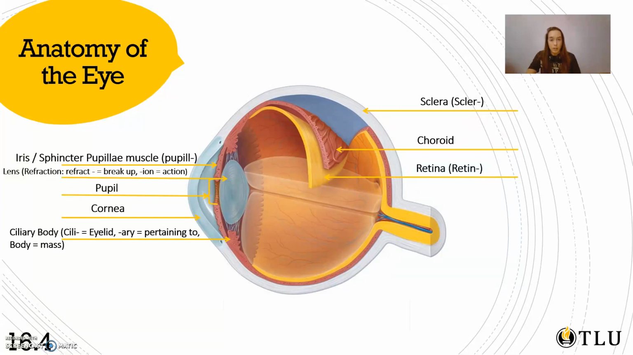The ciliary body is the muscle that changes the shape of the lens, and that's called accommodation. Cili is eyelid, and ary is pertaining to, so pertaining to the eyelid. The optic nerve over here on the posterior side is cranial nerve number 2. Opt is in reference to vision or eye, and ic is pertaining to, so pertaining to vision or pertaining to the eye.